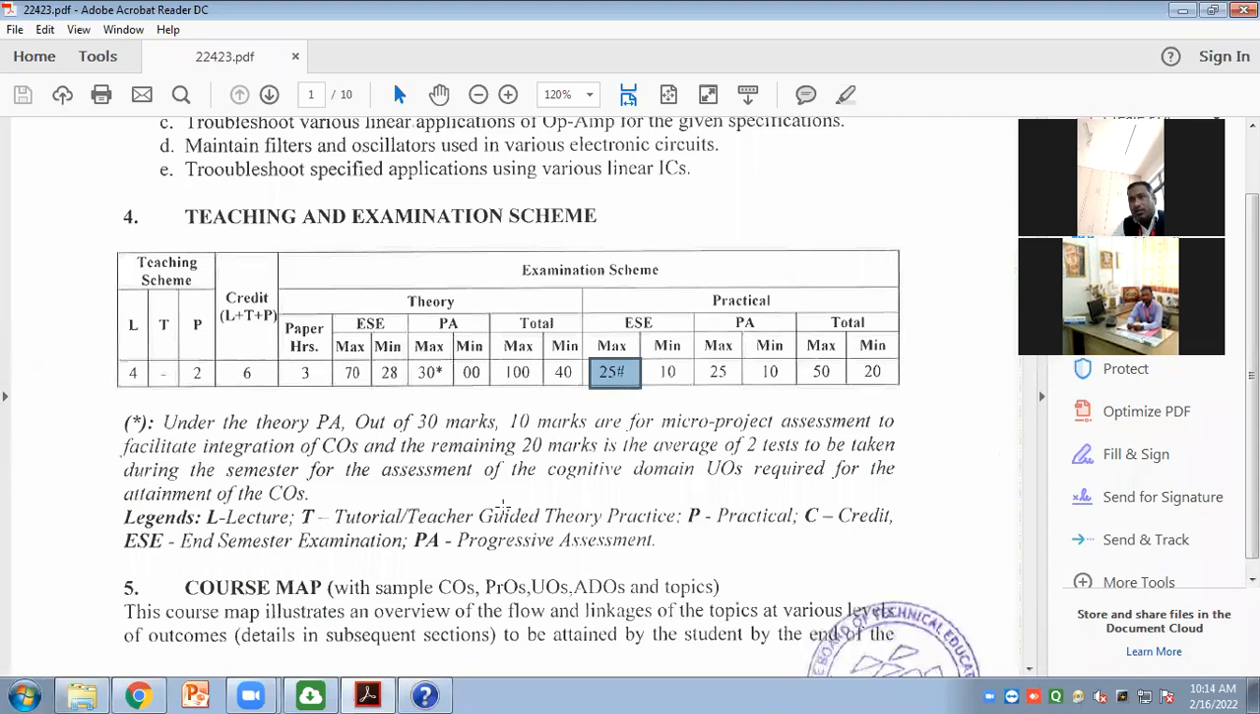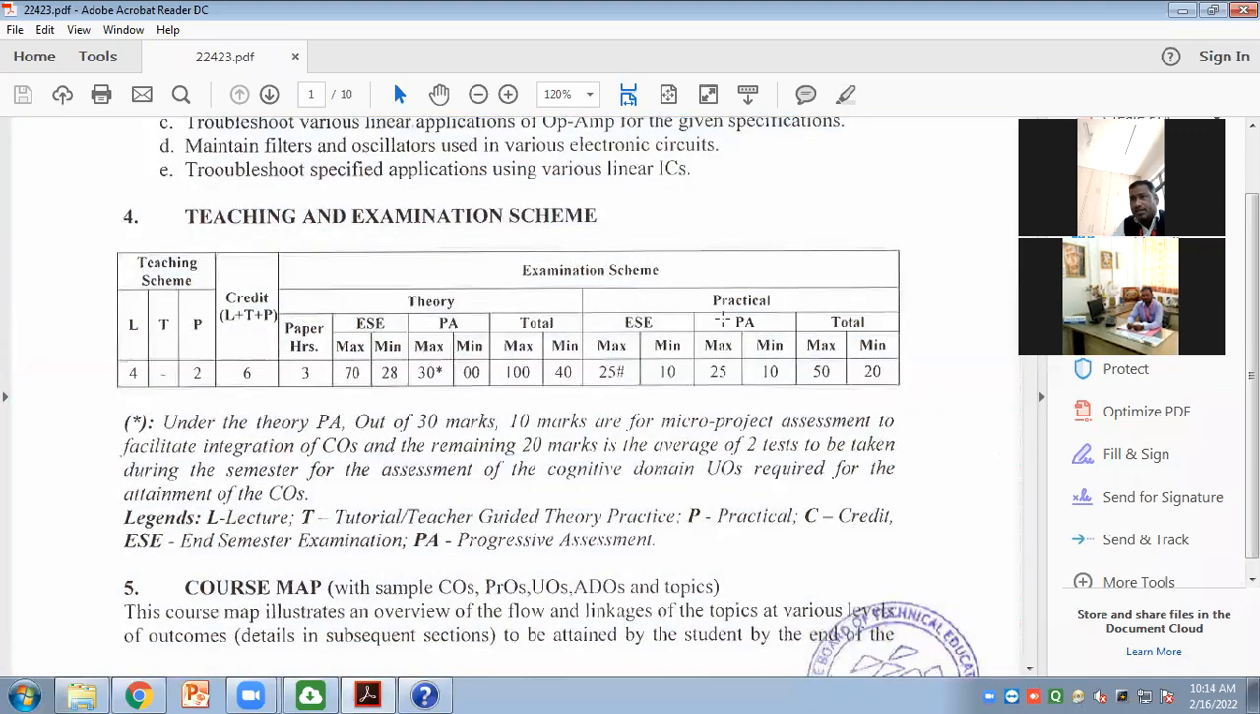So what is external, what is internal, that you know very well. Just like digital techniques, here linear integrated circuit also covers 25 marks, and that is considered for the end semester exam for practical. Out of these 25, 10 marks are compulsory. If you get below 10, then you will fail.